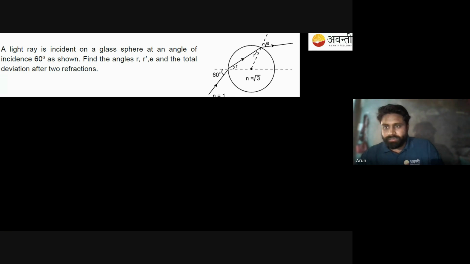Okay. So I'm giving you 30 seconds for this, guys. Just try to solve this question. You have to apply the Snell's law in this question. Try to solve. If anybody gets the answer, just write it in the chat box.